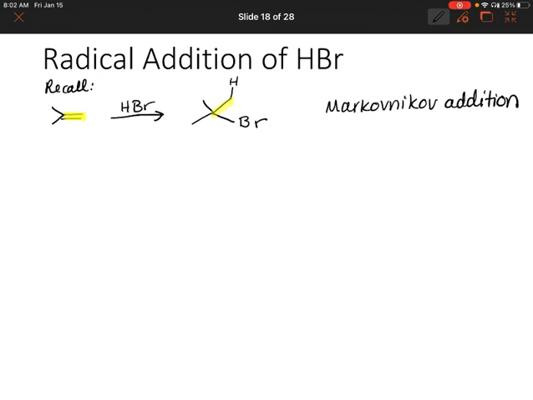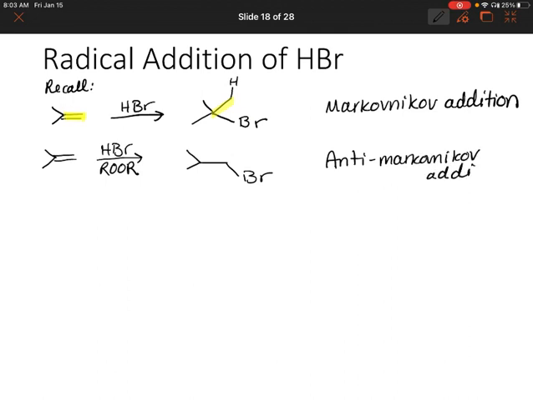Now, if we want the bromine to add to the less substituted carbon on the double bond, remember we add peroxides. So again, if you see a peroxide, like hydrogen peroxide, then just know that that's going to give you anti-Markovnikov addition. Okay, now the anti-Markovnikov addition of HBr does involve radicals. So let's look at the radical mechanism.